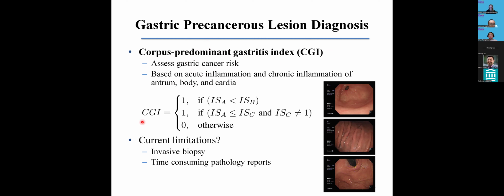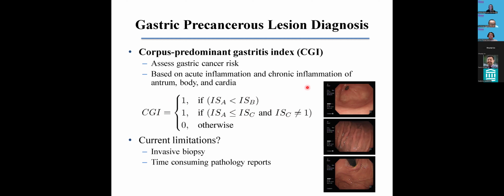So how can we compute CGI? We want to compare the inflammation scores between the entrance part and the body part. If the body part has serious inflammation compared with the entrance part, then the patient has CGI. And if the cardiac part has severe inflammation compared with the entrance part, and also the score of the cardia is not equal to 1, then the patient also has CGI. If the patient has CGI, it implies that the patient has a higher risk of gastric cancer in the near future.